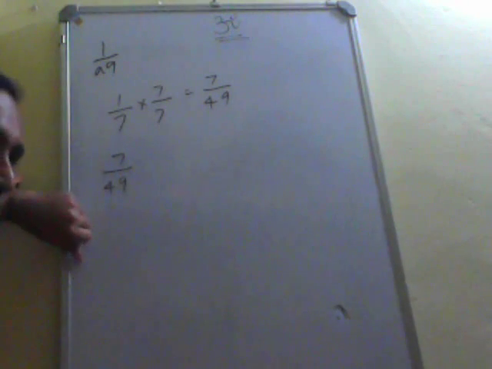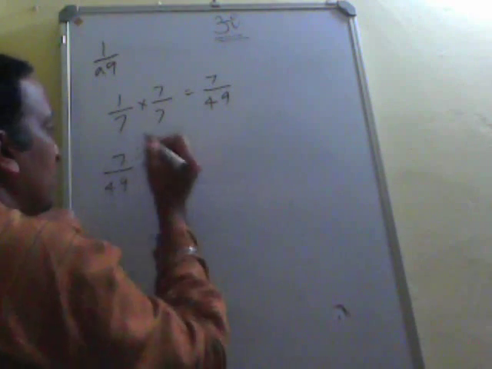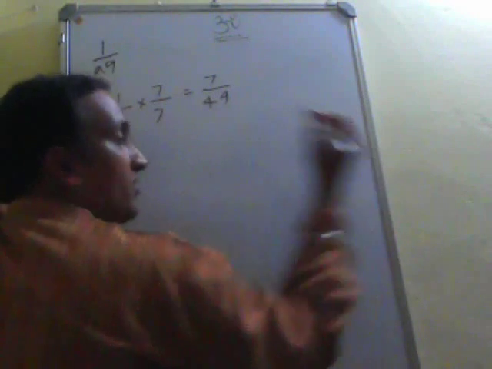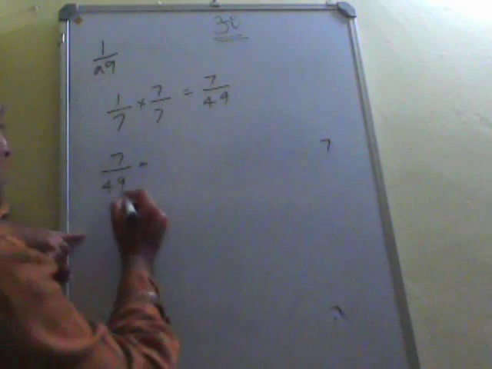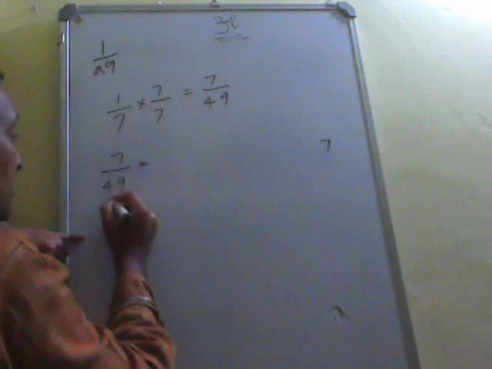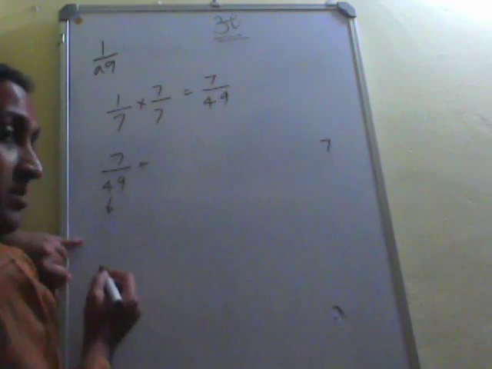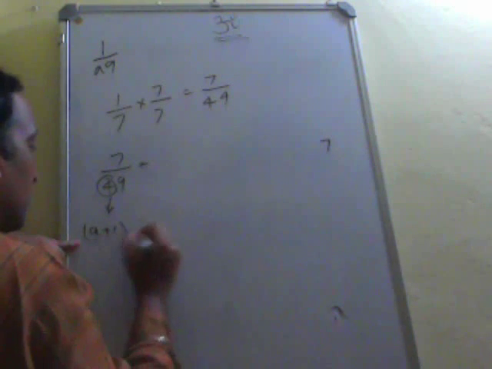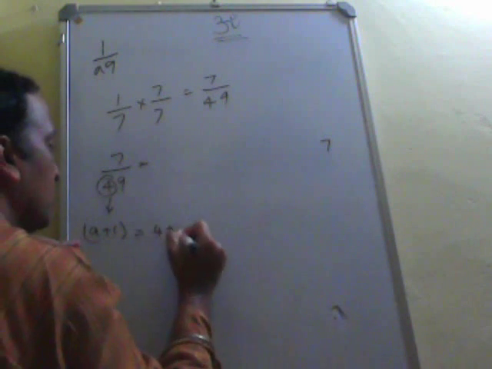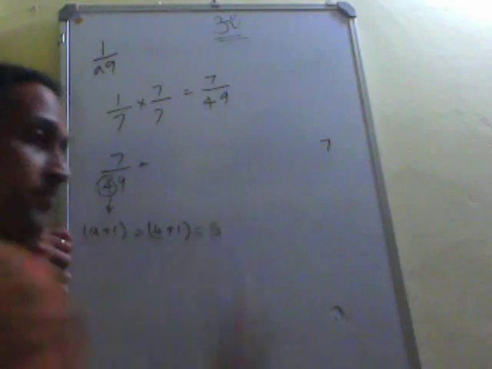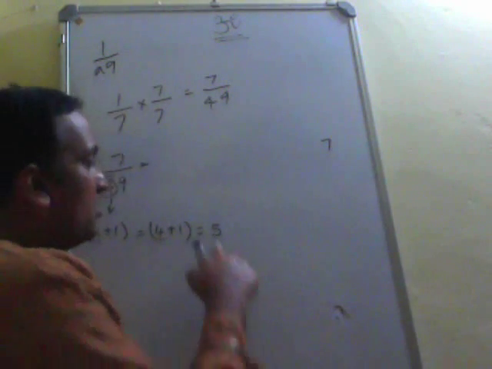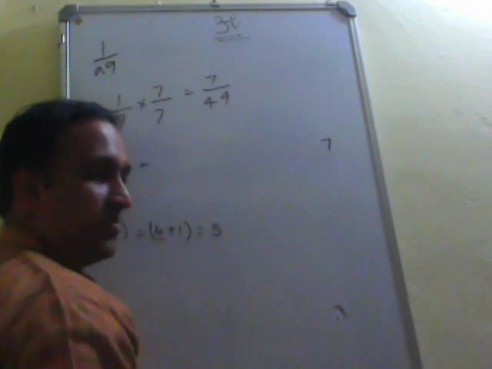Now let us do the multiplication method. How to do 7 by 49? What do I have to start with? 7. What do I have to multiply with? This is A9, so A plus 1. 4 plus 1 is 5. So I have to multiply by 5. Now you start multiplying this by 5.